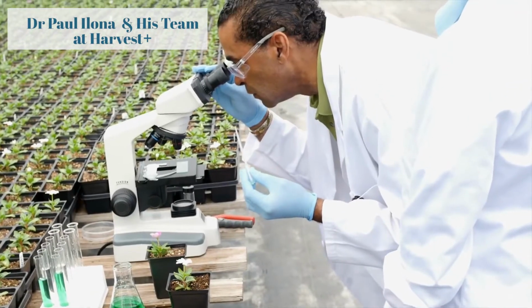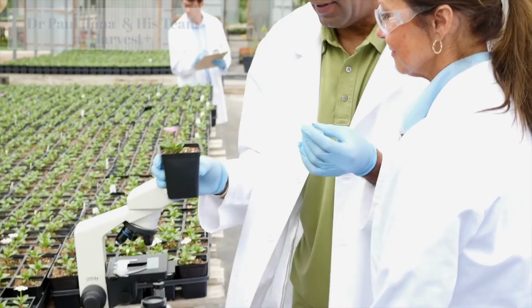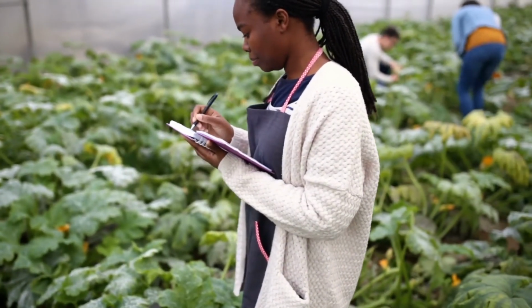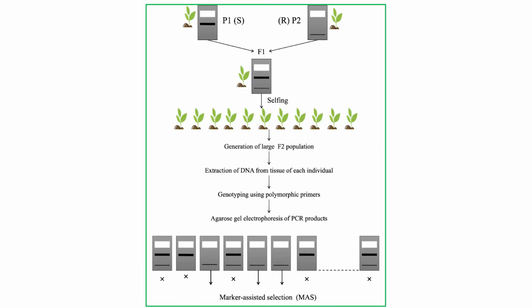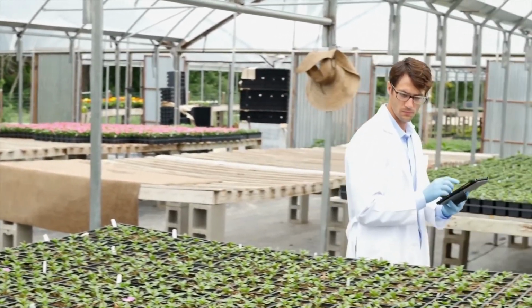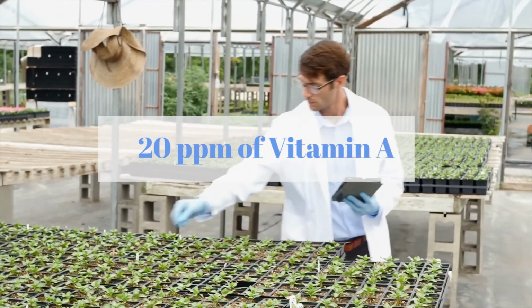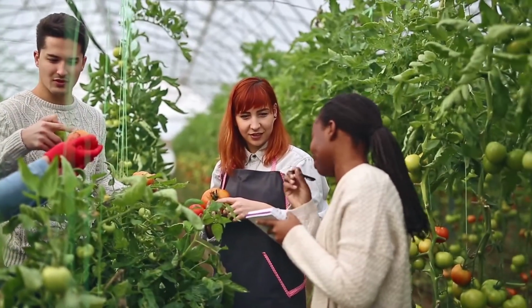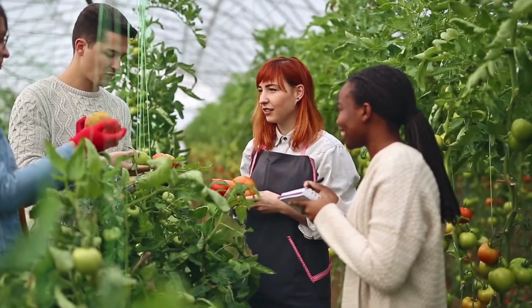Dr. Paul Iona and his team at Harvest Plus cultivated the vitamin A cassava in 2014. They assessed and identified desirable traits within each genome using marker-assisted breeding techniques. This allowed for the simple selection over successive generations of traits like a higher yield and resilience to weather and poor soil quality. This crop now possesses 20 parts per million of vitamin A, which is enough vitamin A to satisfy the daily needs for all demographics.